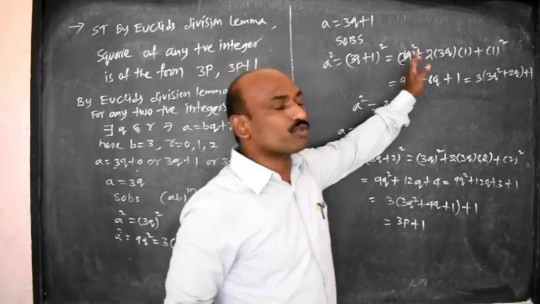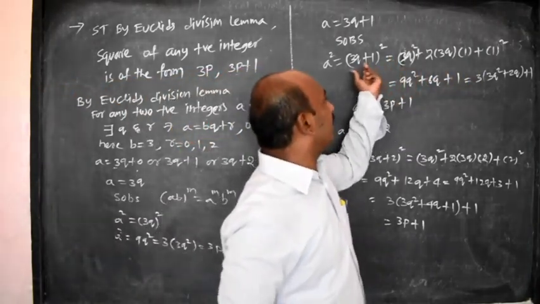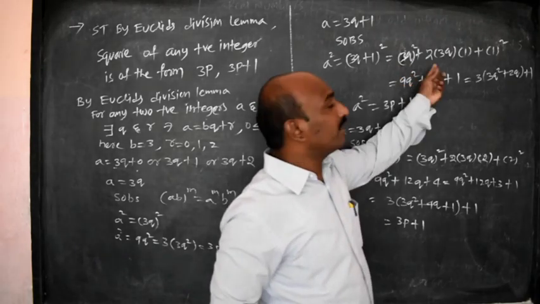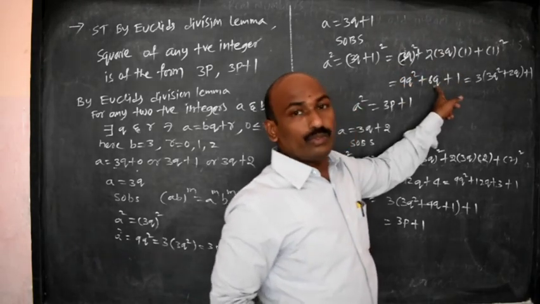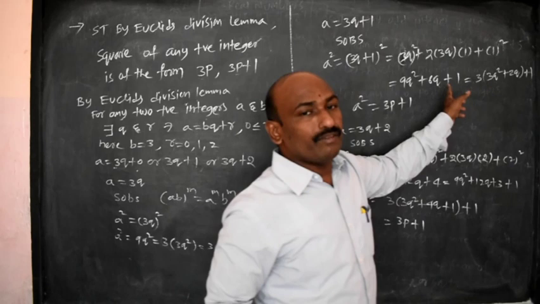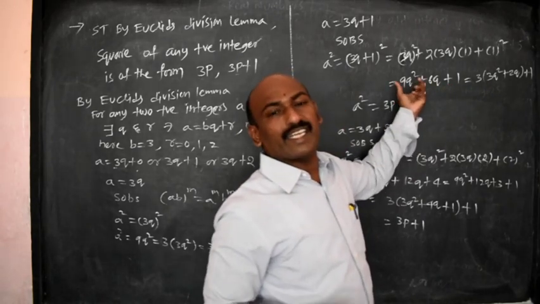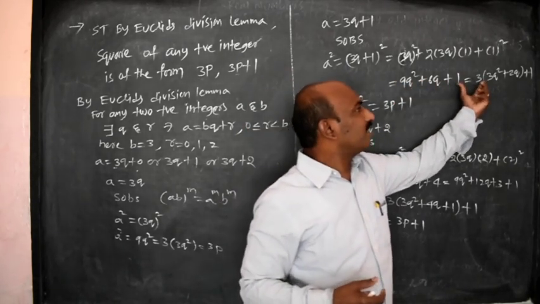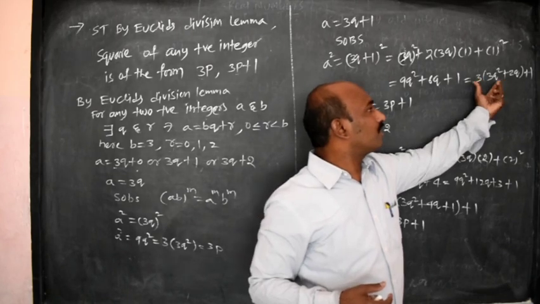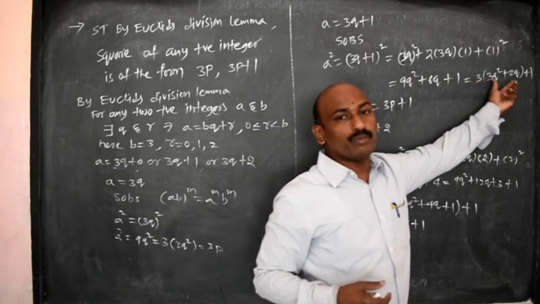Here a square plus 2ab plus b square. Then we can write (3q) whole square is 9q square. 2 into 3q into 1 is 6q. 1 square is 1. Then the first two terms we can take 3 common. Then we can write 3 into (3q square plus 2q) plus 1.